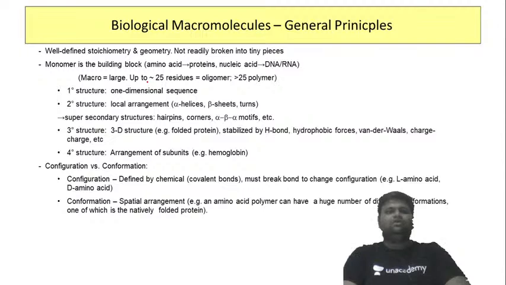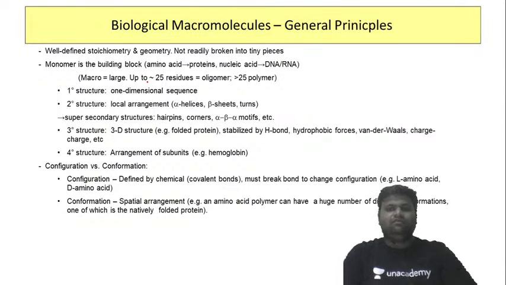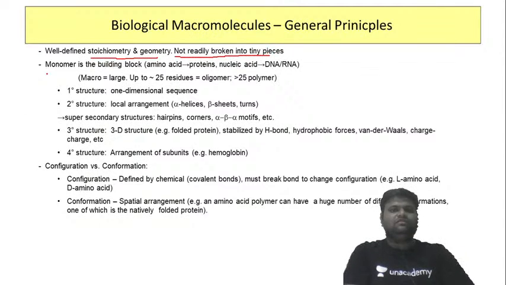So the biological macromolecules have well-defined stoichiometry and geometry. They are not readily broken into tiny pieces. A monomer is the building block. Next we come to biomolecules, biological macromolecules as I said. From amino acids, proteins are formed. From nucleic acids, DNA or RNA are formed.